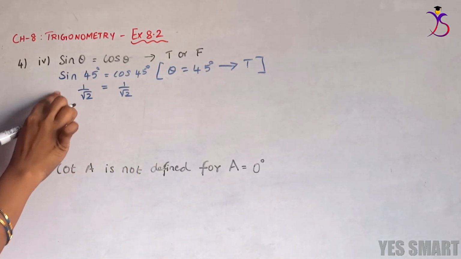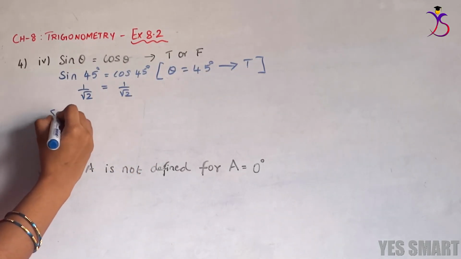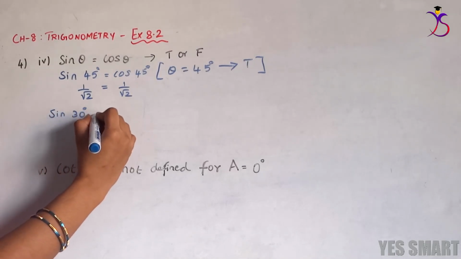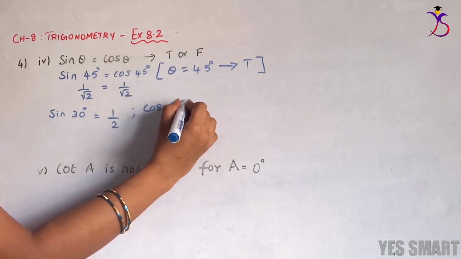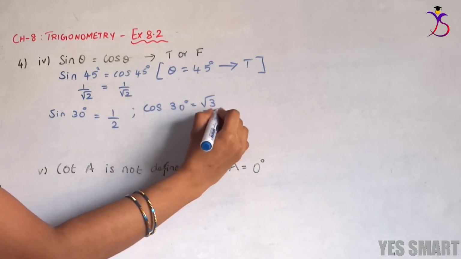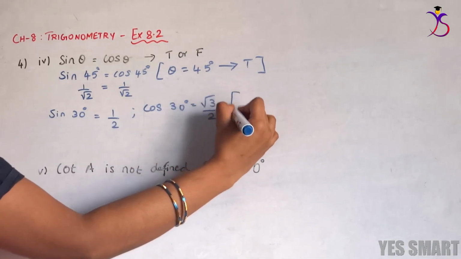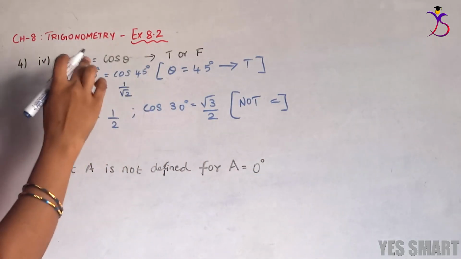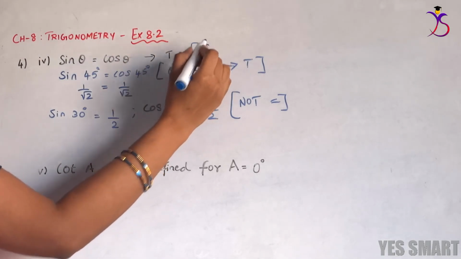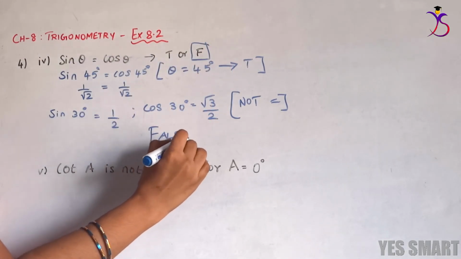When I try a different theta value, sin 30 equal to 1/2 and cos 30 equal to root 3 by 2. Here it is not equal. Therefore the given statement is not always true, hence it is false. The given statement is false.